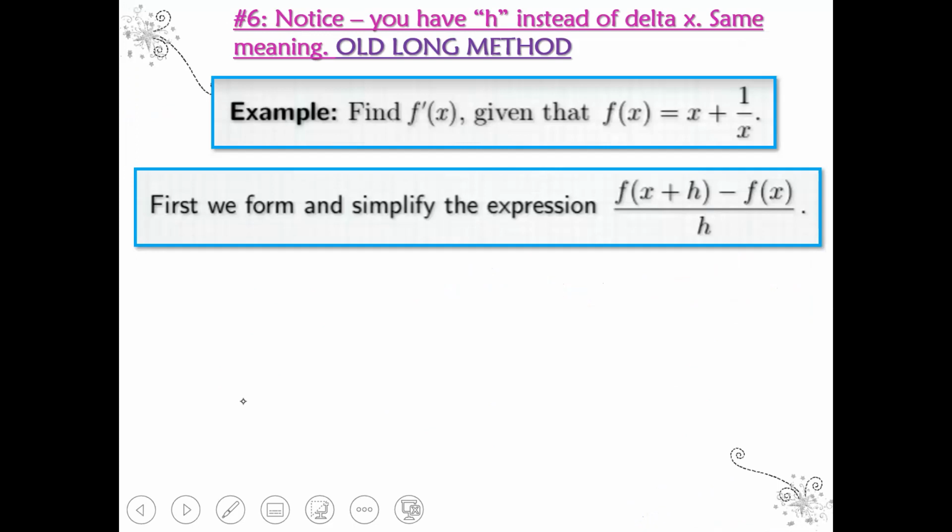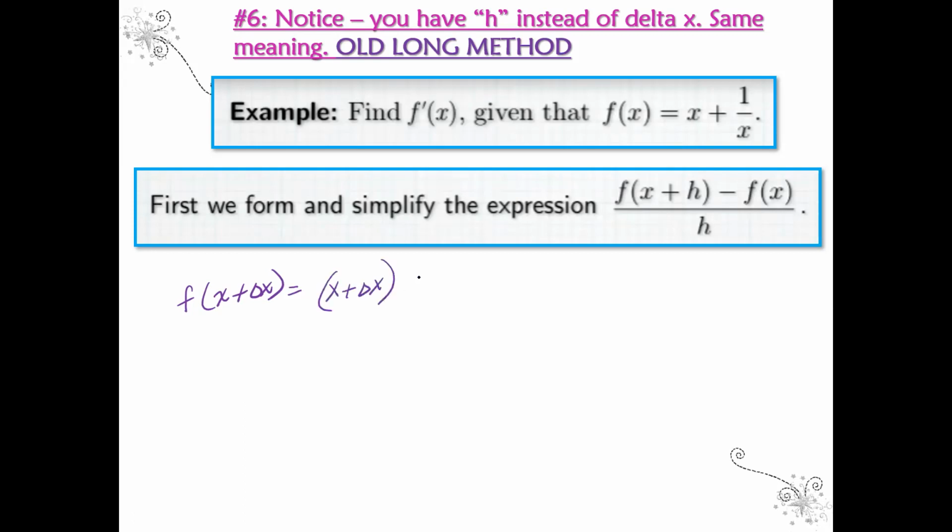Now with this one, you could use the old method, which is the limit definition, but this is one that's going to take a very long time. If I were to do f of x plus delta x, or remember I also told you that it could be used interchangeably with h, h is fine too, you would have x plus delta x plus 1 over x plus delta x. So that's just f of x plus delta x. Now negative f of x is going to be minus x minus 1 over x, all the way over delta x.